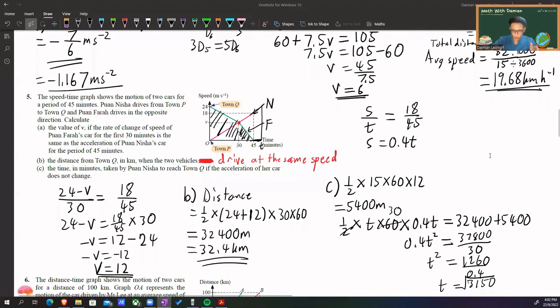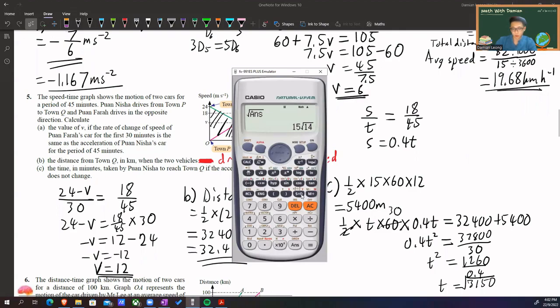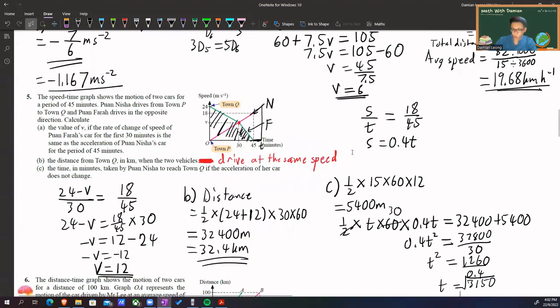Hold on. So yeah, it's actually square root of 3,150, which is 56.12. Okay, that is the true answer to it.